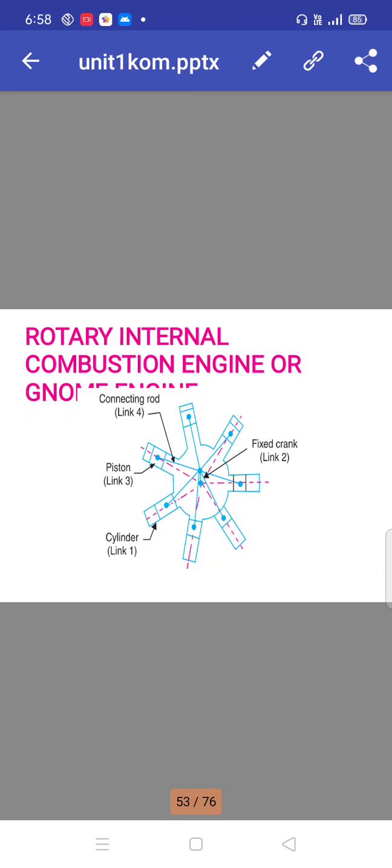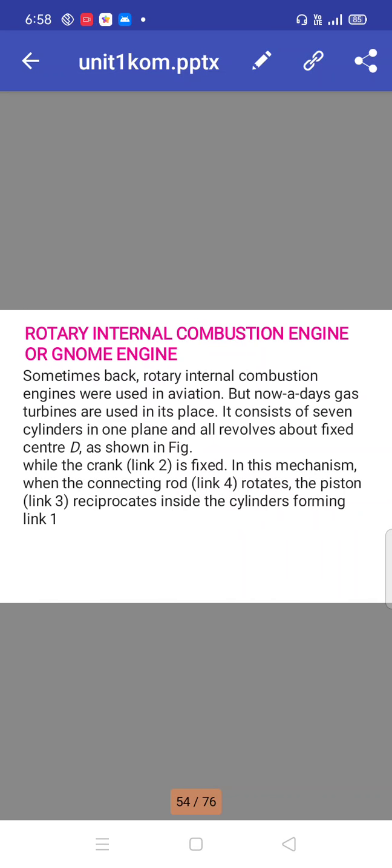Rotary internal combustion engine or Gnome engine. Some time back, the rotary internal combustion engines were used in aviation, but nowadays gas turbines are used in their place. It consists of 7 cylinders in one plane and all revolve about a fixed center D, while the crank is fixed. In this mechanism, when the connecting rod rotates, the piston reciprocates inside the cylinder, forming the link.